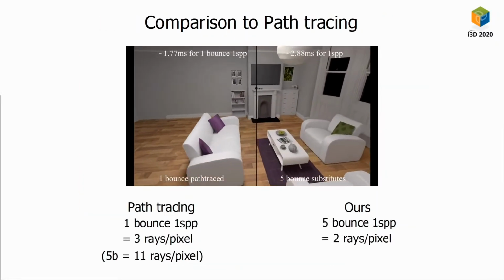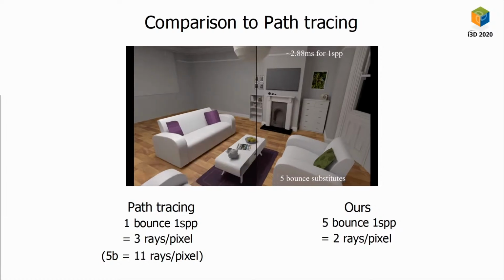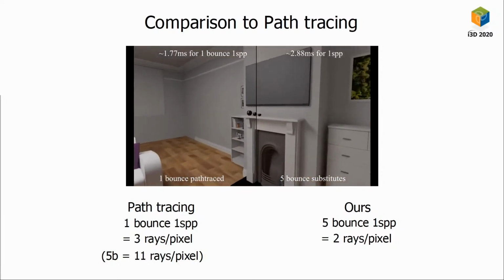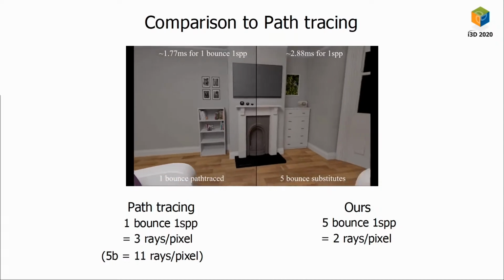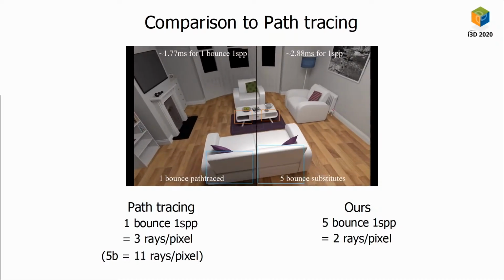We also compared our approach to path tracing. While path tracing with one sample per pixel with one indirect bounce is efficient, it clearly misses out illumination. Path tracing with one sample per pixel and one indirect bounce needs a total of 3 rays per pixel: 1 for direct illumination and 2 for the indirect bounce.